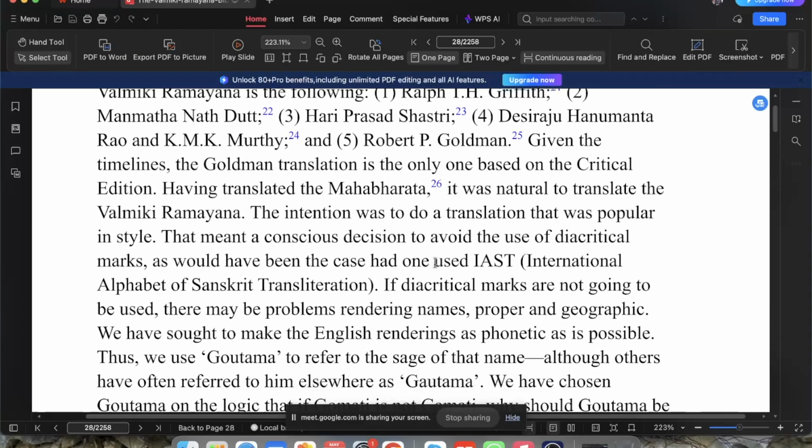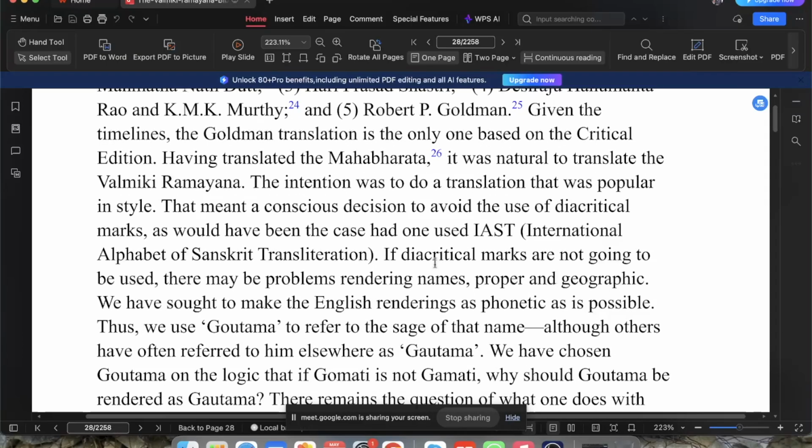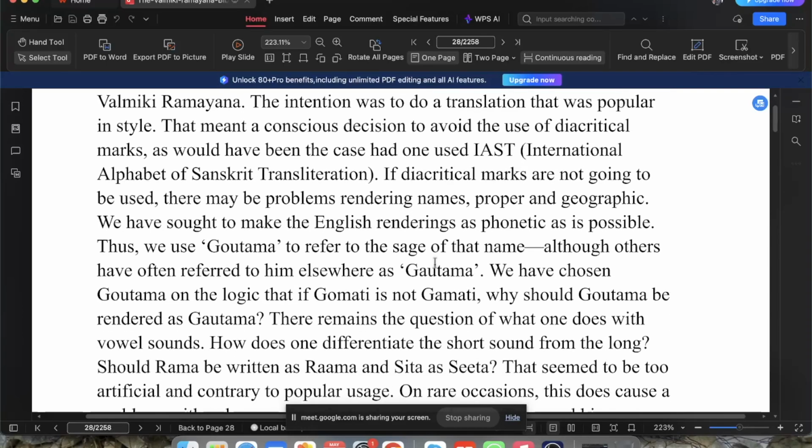That meant a conscious decision to avoid the use of diacritical marks, as would have been the case had one used IAST, International Alphabet of Sanskrit Transliteration. If diacritical marks are not going to be used, there may be problems rendering names, proper and geographic. We have sought to use the English renderings as phonetic as possible. Thus, we use Goutama spelling to refer to the sage of that name, although others have often referred to him elsewhere as Gautama.